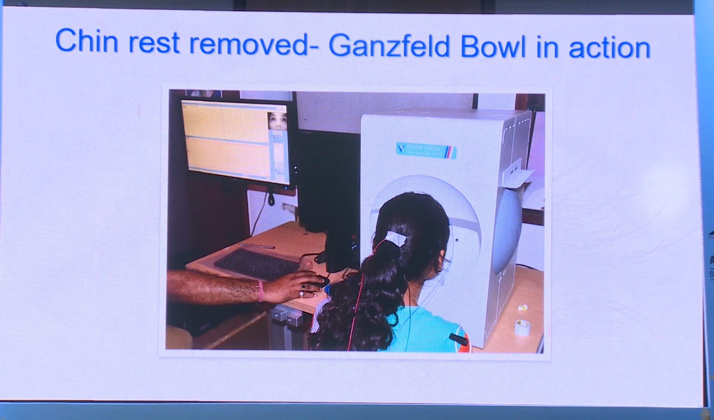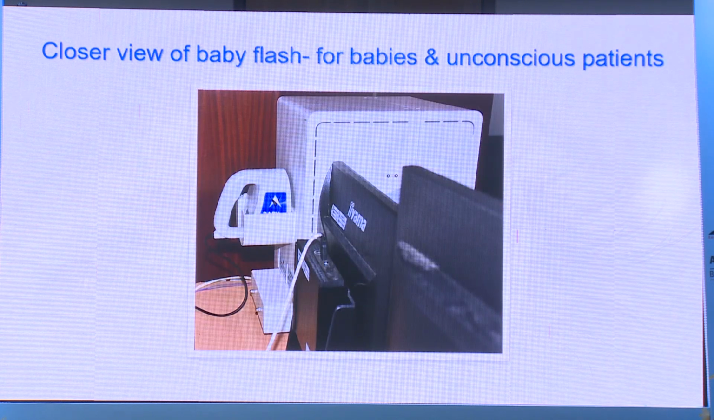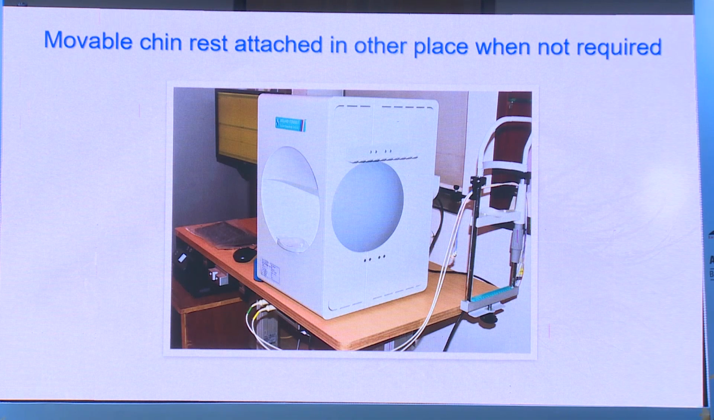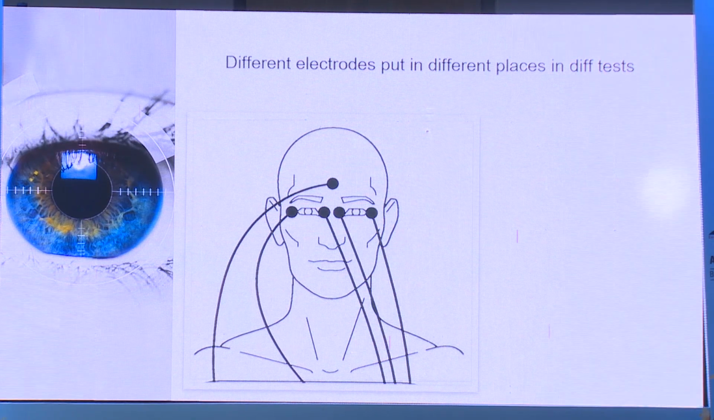After completion of the test, the chin rest is removed and the Ganzfeld bowl comes into action. This is a closer view of the baby flash for babies and unconscious patients. This is the Ganzfeld bowl in a closer view. The movable chin rest is attached in another place when the test is finished. This picture shows different electrodes put in different places for the different tests.